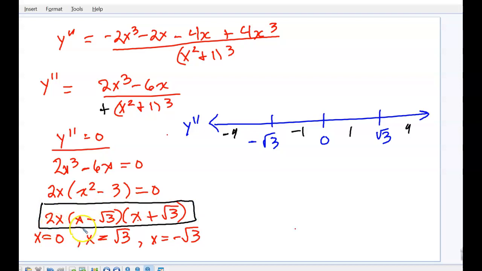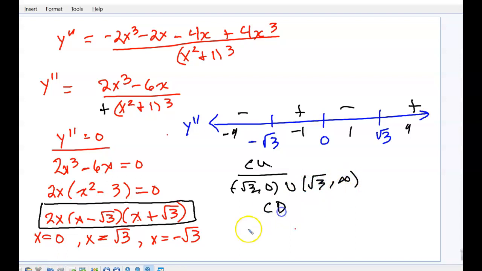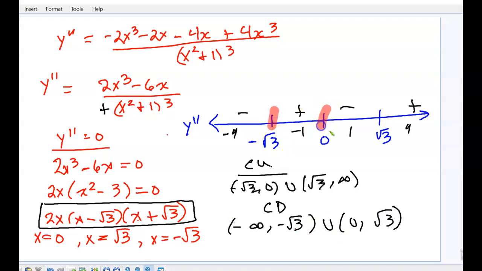A negative 4 makes this negative, and this negative. It's going to be negative. Negative 1 makes this negative, this positive. 1 is positive, positive, negative, and 4 is all positive. So I know my function is going to be concave up from negative root 3 to 0 and from root 3 to infinity. And it's going to be concave down from negative infinity to negative root 3 union with 0 to root 3. And my second derivative changes at 3 places. The sign changes, so I have 3 inflection points.